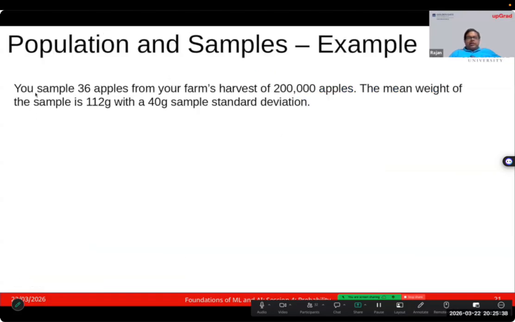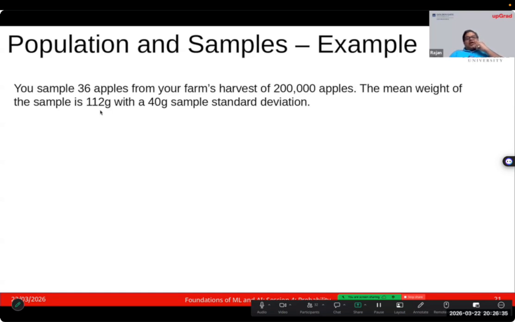So here is an example. You sample 36 apples from your farm's harvest of 200,000 apples. So this 200,000 apples is your population. Okay. But you cannot measure on all the 200,000 apples, so you measure on 36 apples. And what do you get? For these 36 apples, you get the sample mean weight. It should be called mass, but let's say weight anyway. Mean weight is 112 grams, excuse me, with a standard deviation of 40 grams. These 36 apples have a standard deviation of 40 grams in mass and 112 grams as the mean mass.